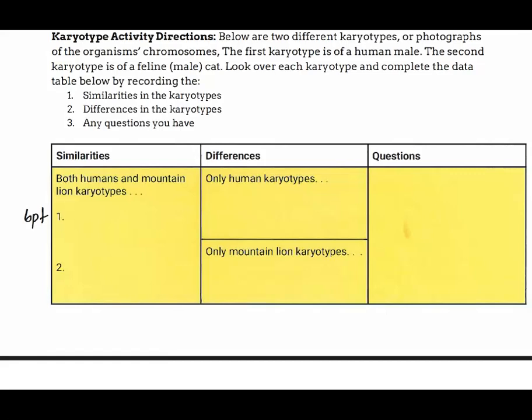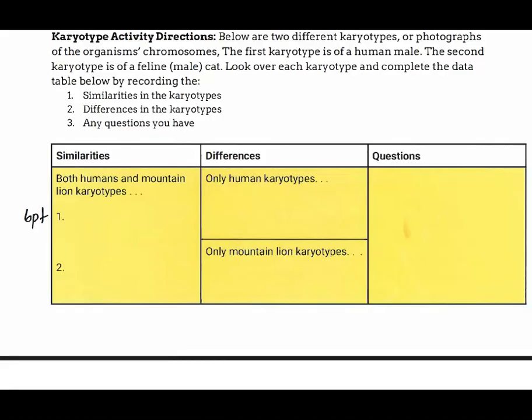Okay. So below, you're going to look at 2 different karyotypes, or photographs, of the organism's chromosomes. The first karyotype is of a human male. The second karyotype is of a feline. Feline refers to cat, so it's a male cat.